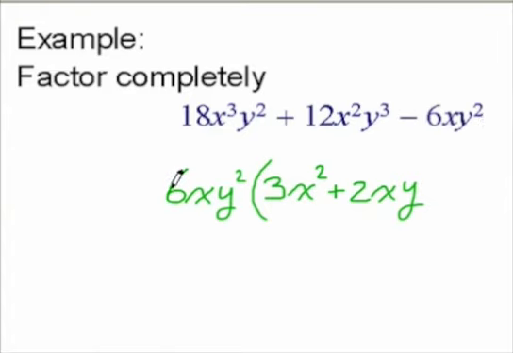Negative 6 divided by positive 6 is negative 1. x divided by x is 1. y squared divided by y squared is 1. So what's left behind here is a negative 1. Technically, negative 1 times positive 1 times positive 1. So this would be the greatest common factor pulled out of this trinomial.